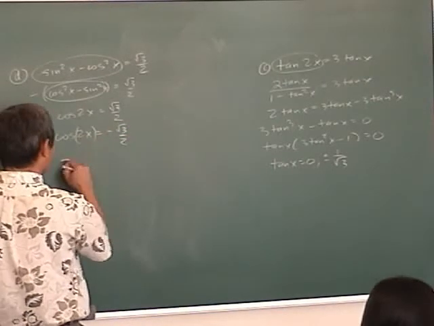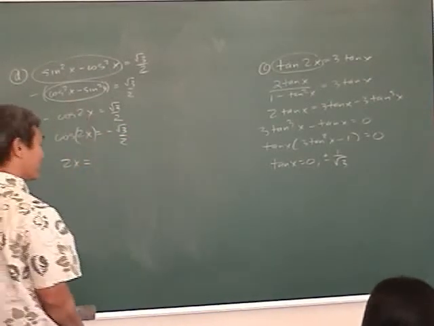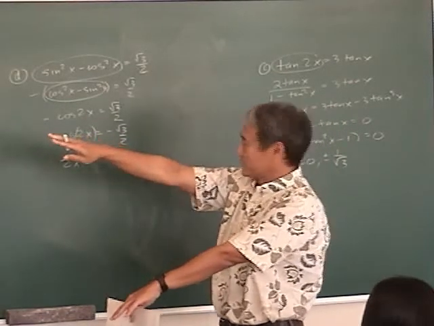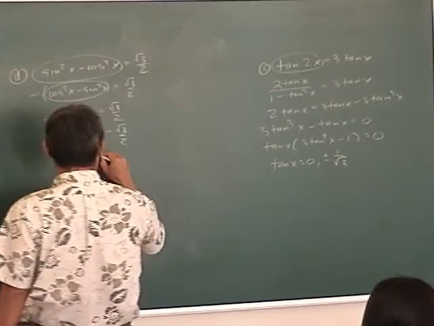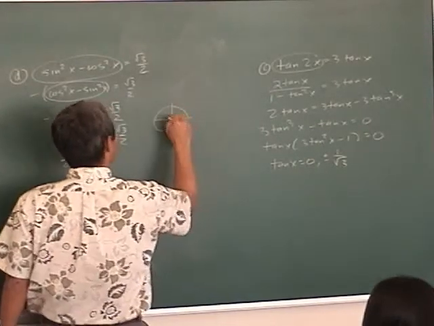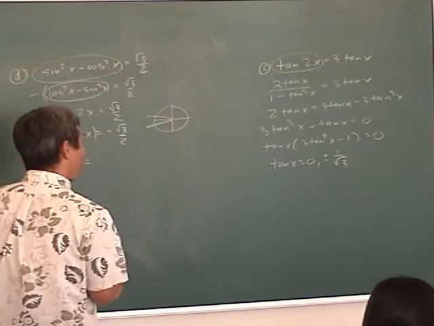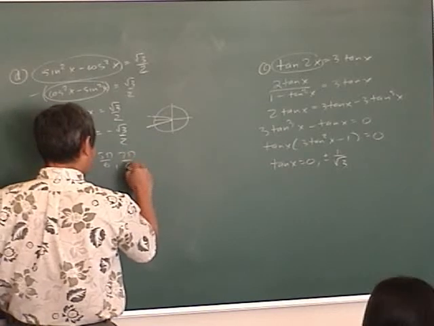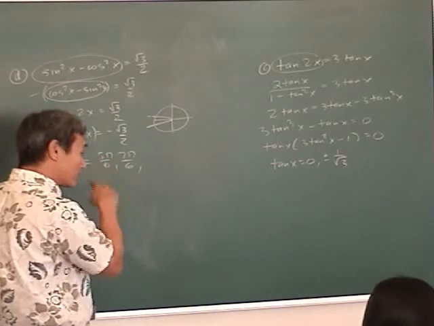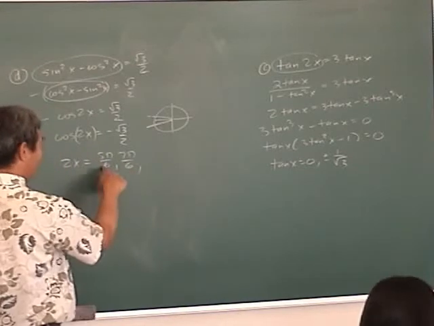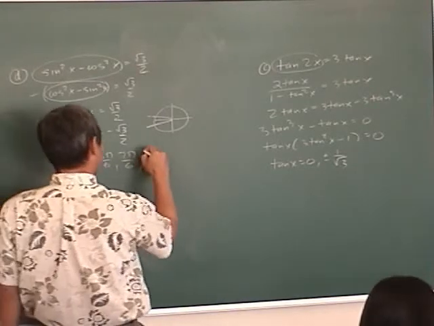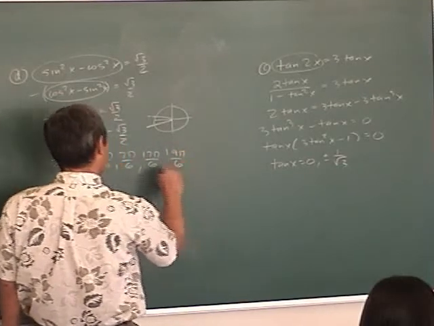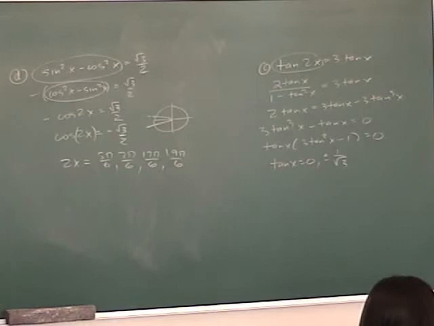So all you gotta do is go, cosine of what angle is negative root 3 over 2? So what's that? Come on, people. 5 pi over 6, 7 pi over 6. But since the variable is 2x, you gotta go 2 times around. So you gotta add 2 pi to each of these. So add 12 pi over 6 to that. Add 12 pi over 6 to that. And then divide everything by 2. Don't forget to go 2 times around now.